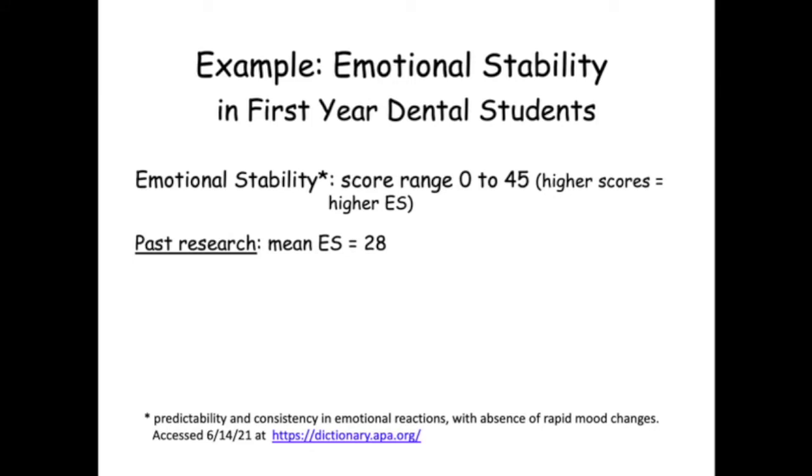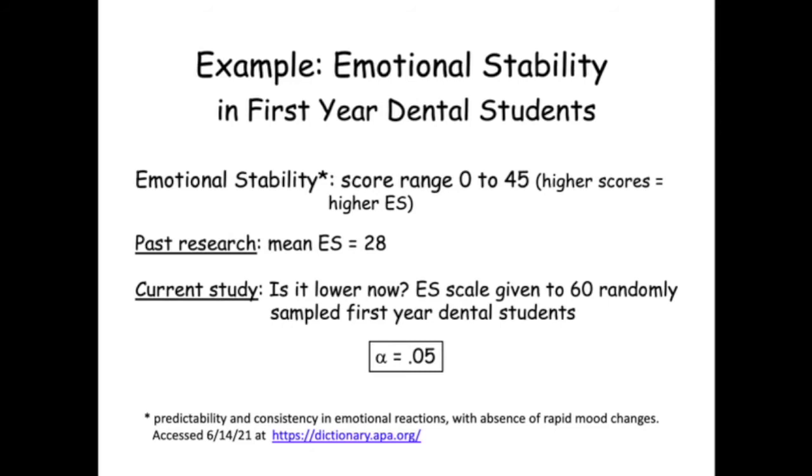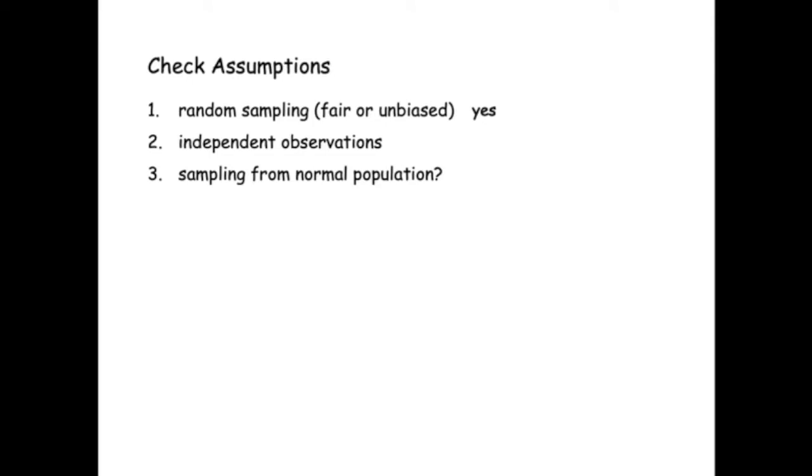30 years ago, a study of first-year dental students reported mean emotional stability of 28. A current researcher believes that emotional stability among first-year dental students is lower than it was 30 years ago. He administers the ES scale to a random sample of first-year dental students and uses a significance level of 0.05. The first assumption is met, and we'll assume that scores are independent of one another.